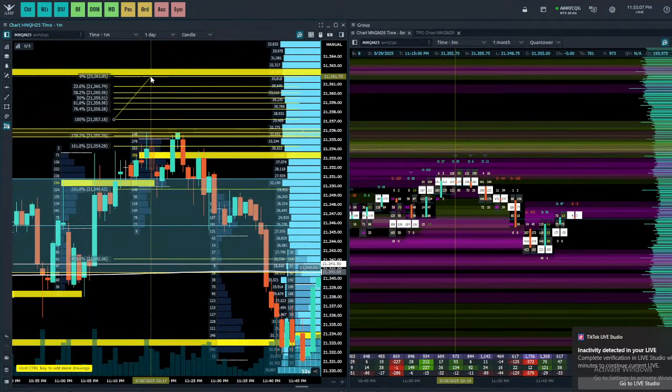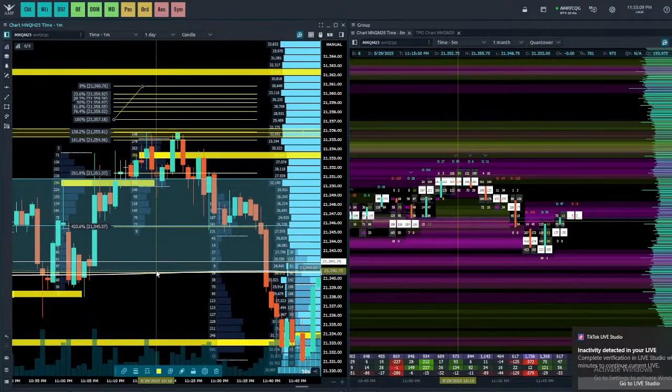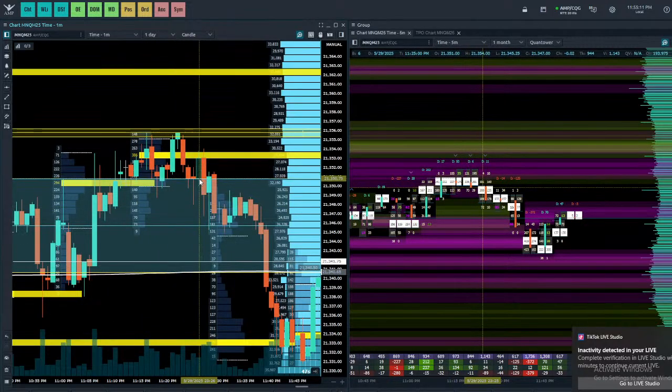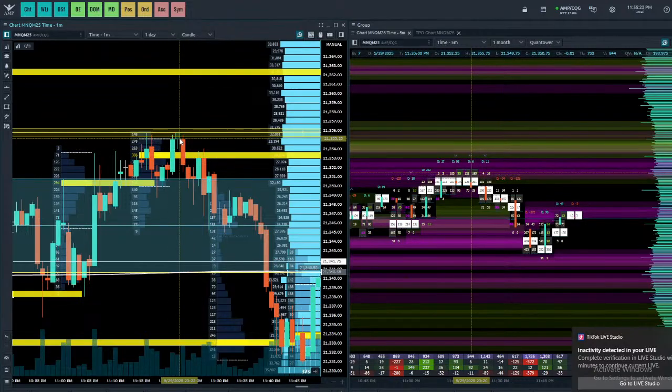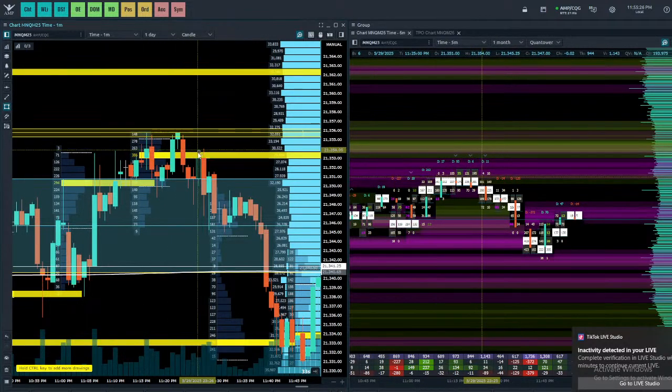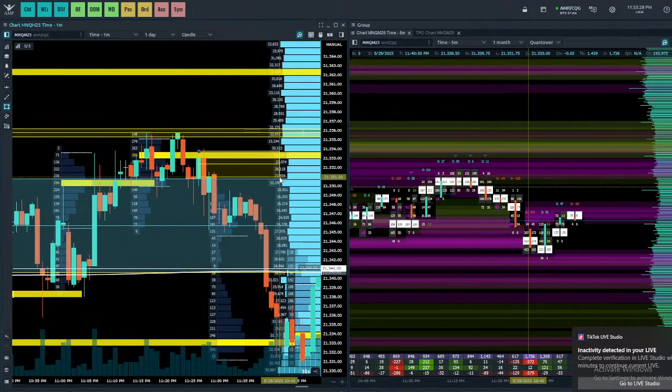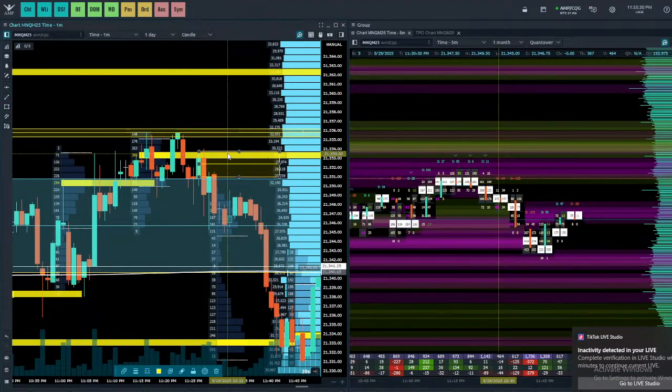Alright, here we go. Put my fib on this small green candle. That would be my initial first entry. Hold up. I have it here. Price went down.